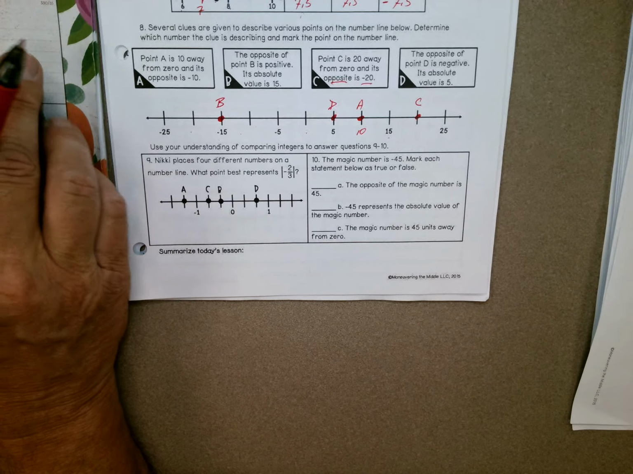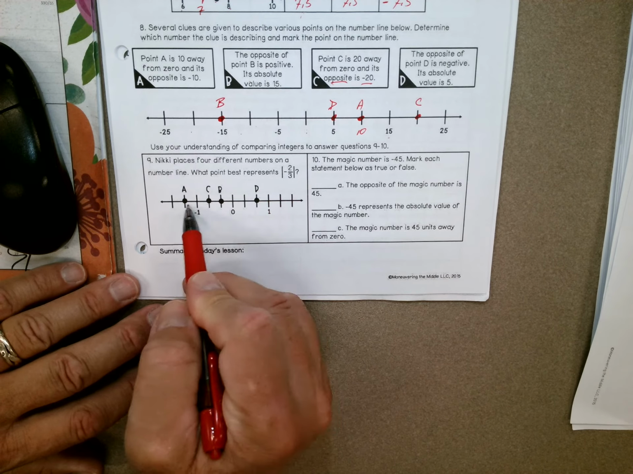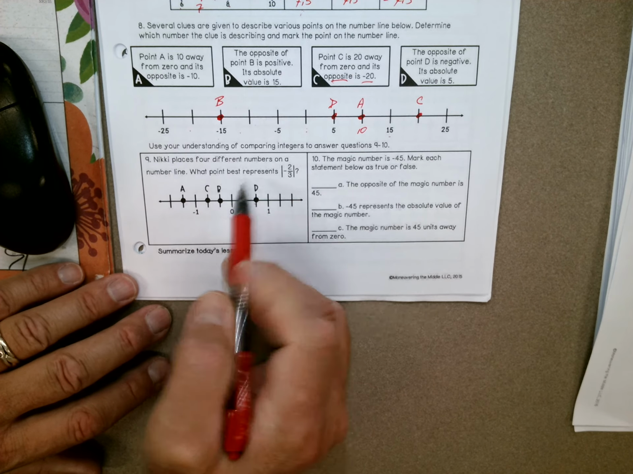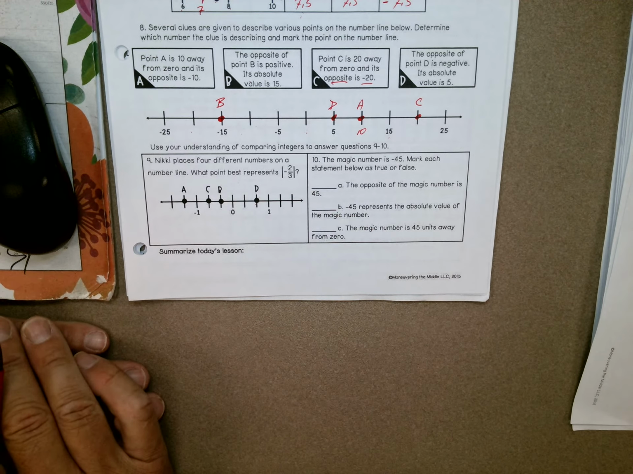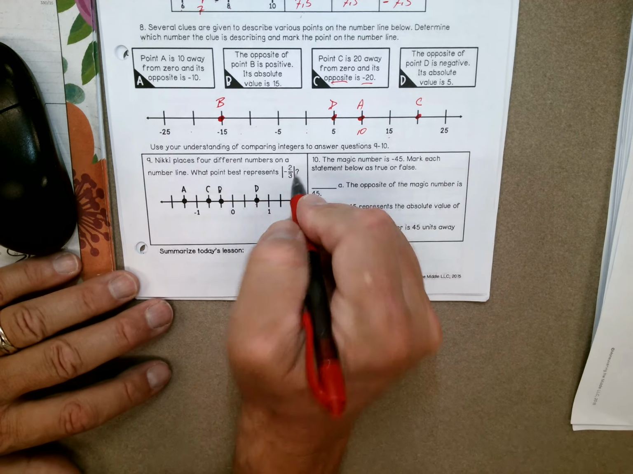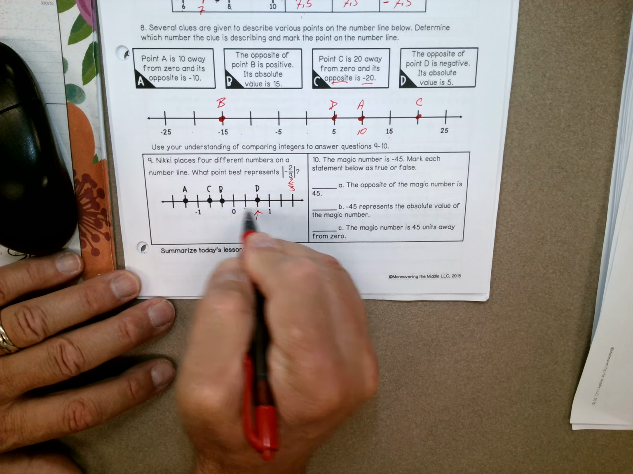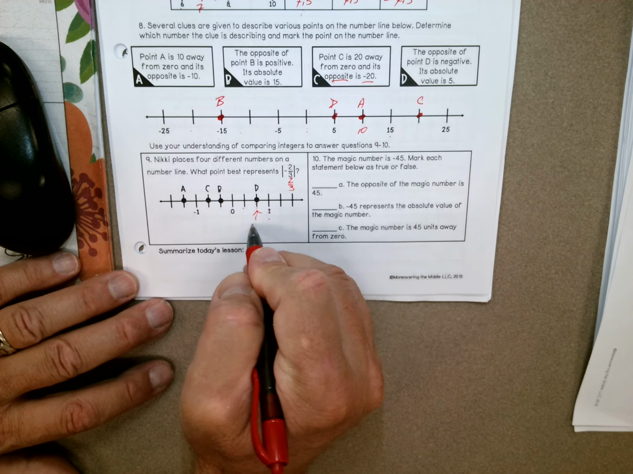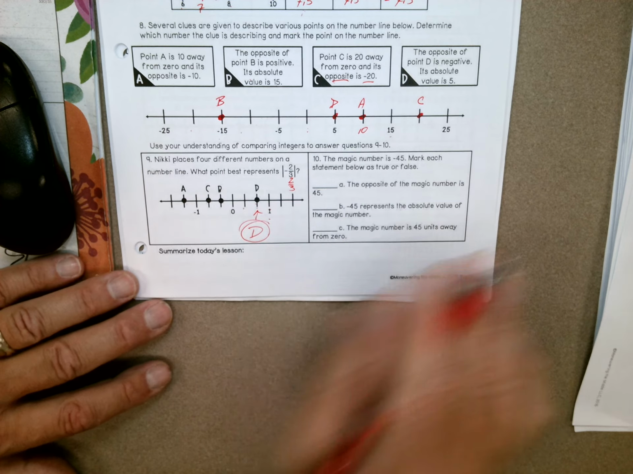All righty here. Nikki places 4 different numbers on the number line. Which point represents the absolute value of -2/3? So we would have the absolute value of -2/3, which is 2/3. So what represents 2/3? 1/3, 2/3, 3/3 is 1. This is it. Point D.